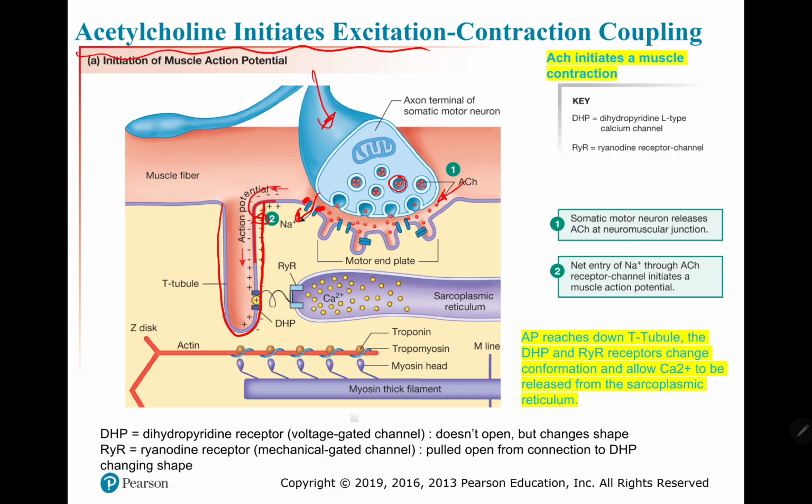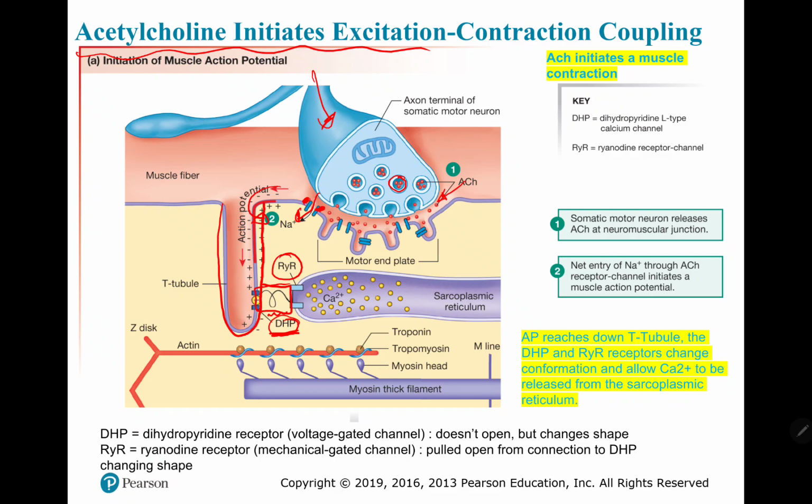And so as we can see here, that action potential is going to reach this dihydropyridine receptor right here. And this dihydropyridine receptor is a voltage-gated channel. So it doesn't necessarily open, but it will change shape, right? Once that action potential reaches that DHP receptor, it's going to change shape. And then notice how it's physically connected to this ryanodine receptor. So when this DHP changes shape, it opens up that ryanodine receptor. And that ryanodine receptor is a mechanically gated channel, so it's literally being pulled open from its connection with that DHP receptor.